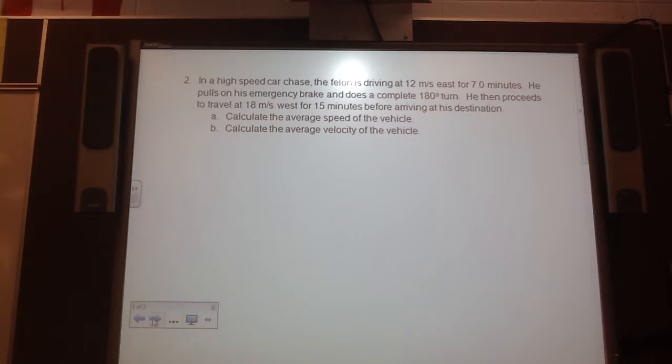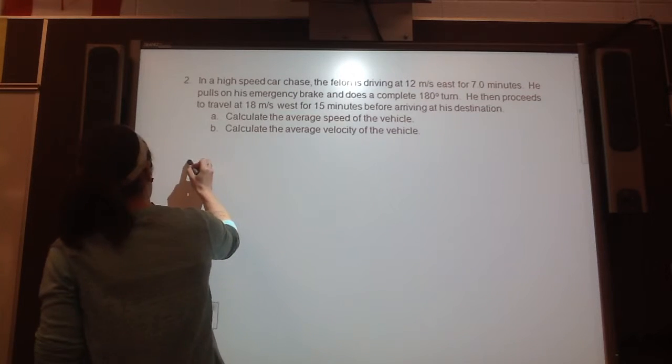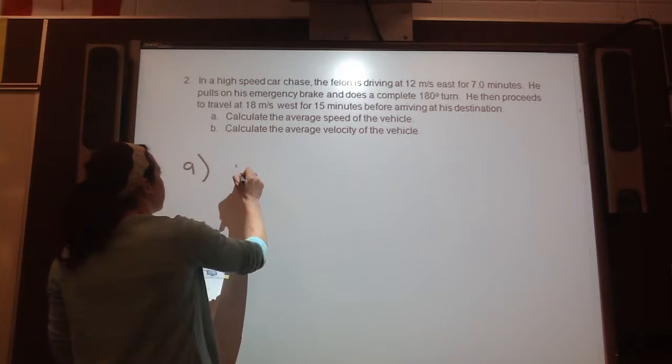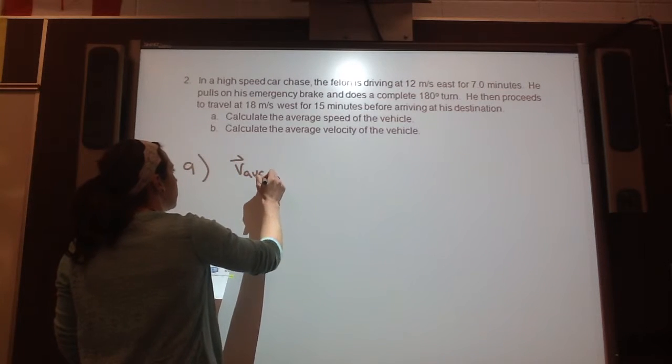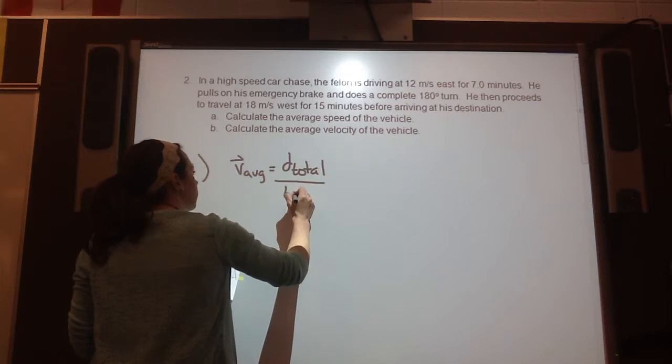So we're dealing with something a little bit more complex now. Keep in mind that there's some conversions that need to happen here. The minutes need to be in seconds. Okay? All right, so let's do part A first. Calculating the average speed. So when we're finding average speed, V average is equal to D total divided by T total.